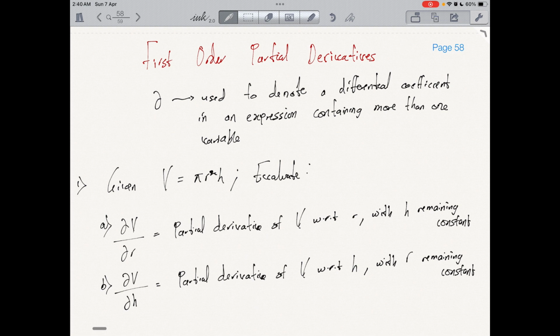Now let's look at the volume of a cylinder, for example. It says given V is equal to pi r squared h, and we are asked to evaluate the partial derivative of V with respect to r with h remaining constant, that's dV/dr, and the partial derivative of V with respect to h with r remaining constant, that is dV/dh.